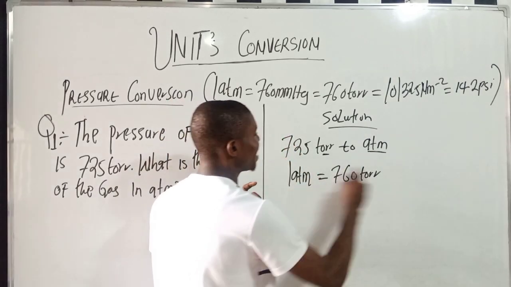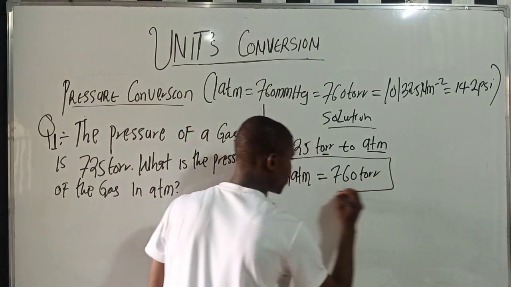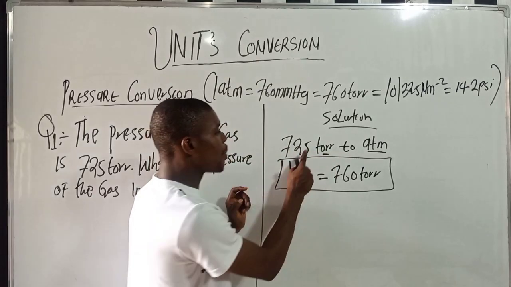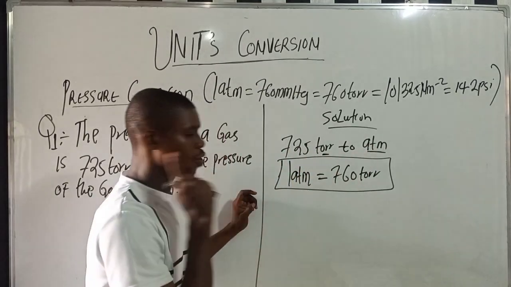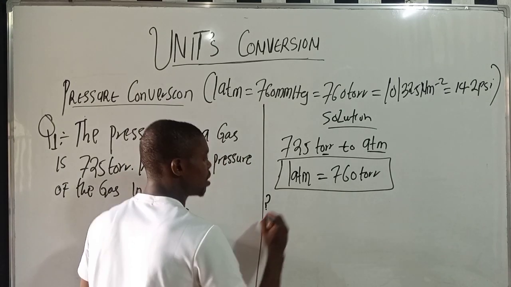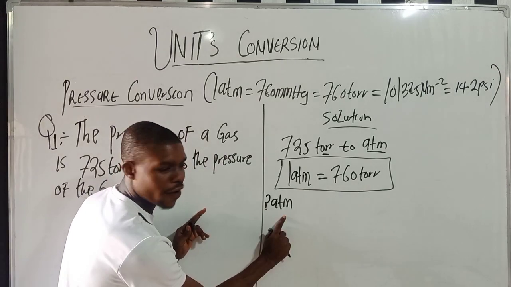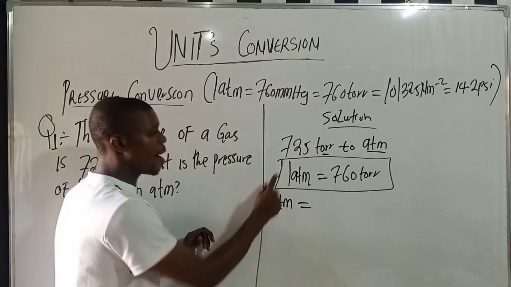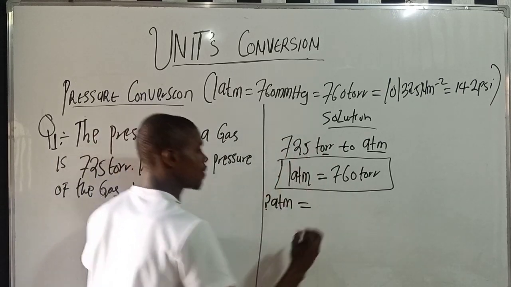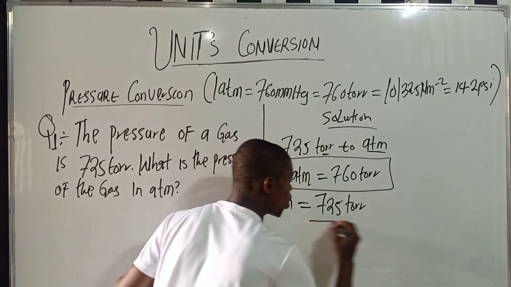So I want to write this in a mathematical expression. Let me put it like this so you get it. I'm converting torr to atm. So you watch what I'm going to do here. I'm going to have question mark atm, which is what I'm going to calculate, equal to my starting point, 725 torr. Now I can say all over one.